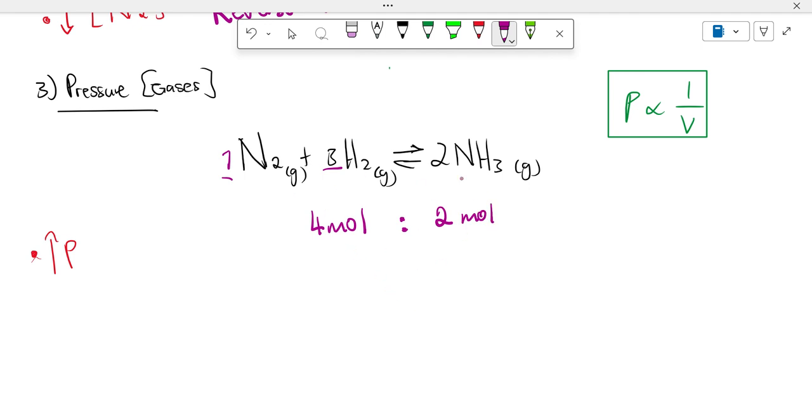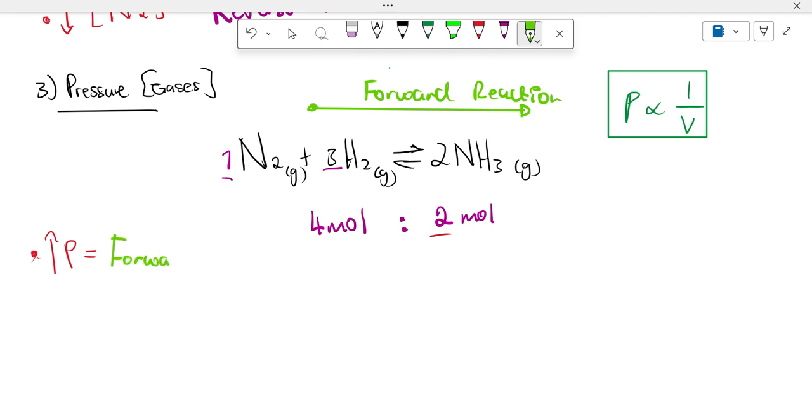So in which direction will my increasing pressure go? Will it go in the forward direction or the reverse direction? Let's think about it. Remember, when I increase pressure, I need to go to the direction with the lowest moles. Between 4 and 2, which one is high? Which one is low? The 2. Therefore, my pressure will go in the direction of the 2 moles. And as a result, it will go in the forward direction. Therefore, my increase in pressure will favor the forward reaction.